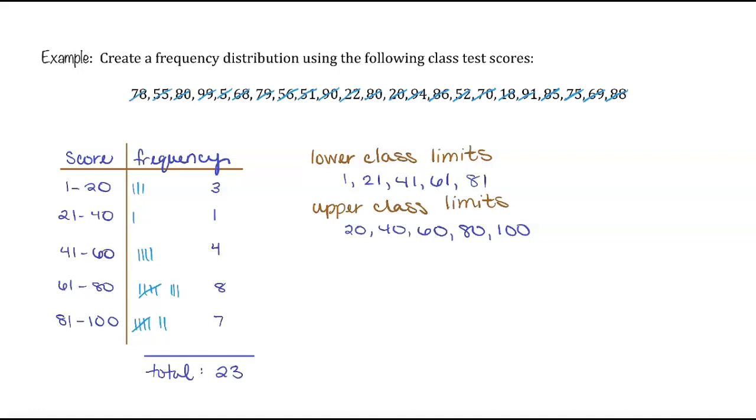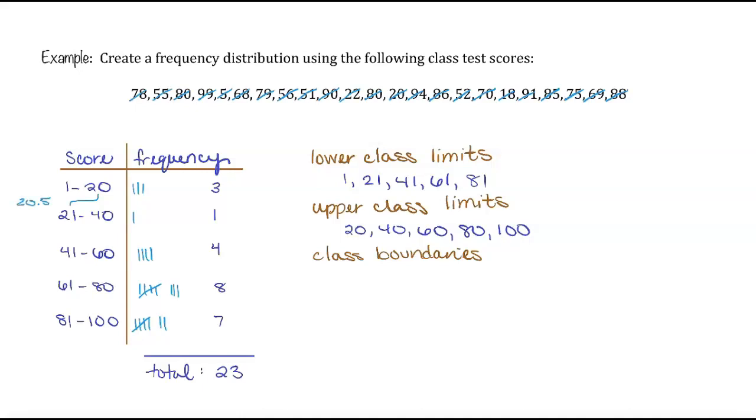Next, let's calculate the class boundaries. Recall that those are the numbers that separate the classes. They are the center of each gap between one class and the next, or before and after the first and last classes. The first class ends at 20, while the second begins at 21. The center of that gap is 20.5.